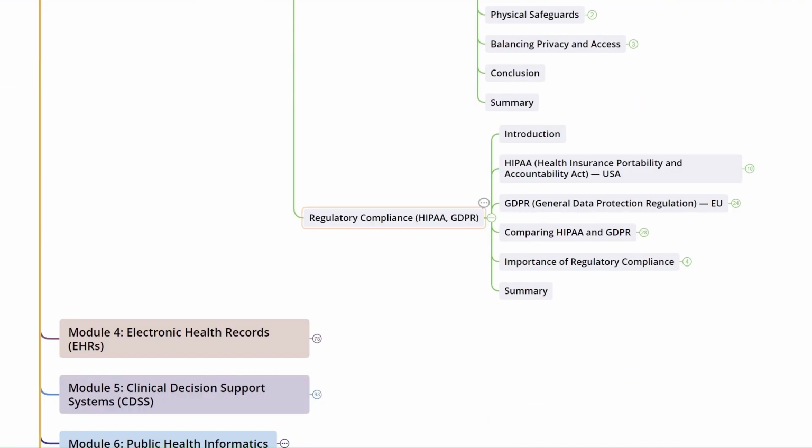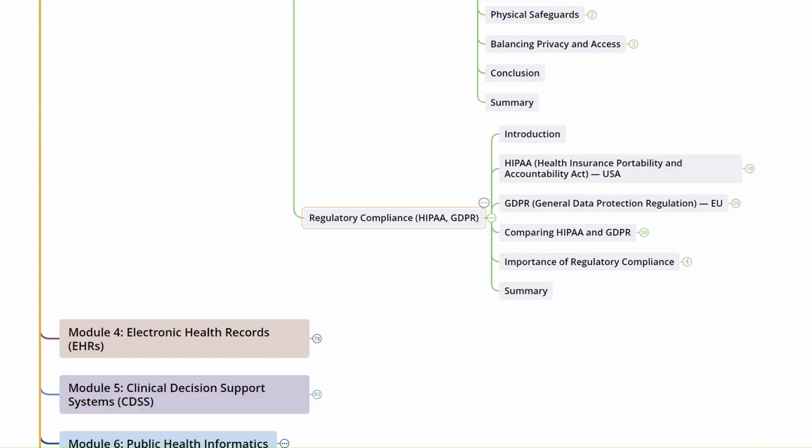Next, regulatory compliance, such as HIPAA and GDPR. Navigating the complex landscape of regulatory requirements is essential for any professional working with health data. This part of the module covers key regulations, including HIPAA, also referred to as Health Insurance Portability and Accountability Act in the United States, and GDPR, also referred to as General Data Protection Regulation in the European Union. These laws establish guidelines for the protection and confidential handling of personal health information.